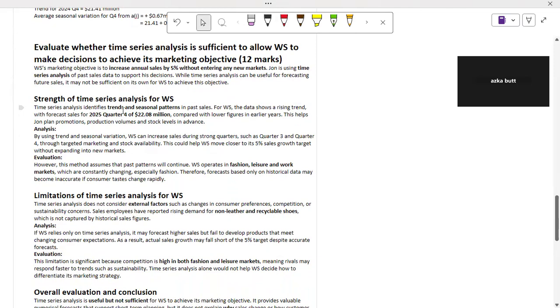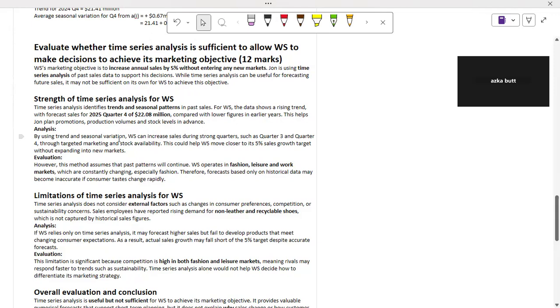Time series analysis identified a trend and seasonal patterns in past sales for WS. The data shows a rising trend with a forecast for 2025 quarter four of $22.08 million, which we just saw in the above example, compared with lower figures in earlier years. So this helps John plan promotions, production volumes, and stock levels in advance.